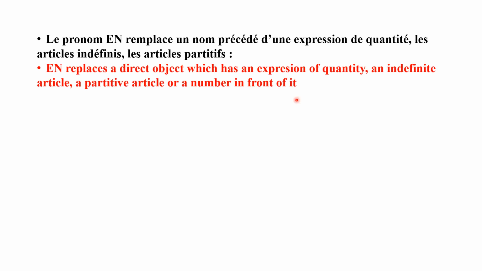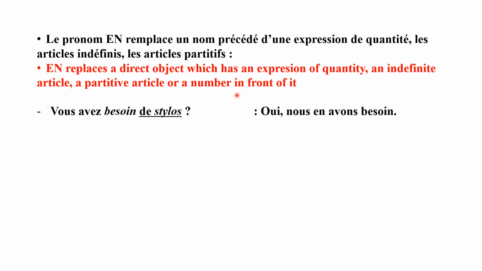So now let's go into the course material. This is in French. Le pronom on remplace un nom précédé d'une expression de quantité, les articles indéfinis et les articles partitifs. If you understood that, I'm very happy. In case you haven't understood that, here's the translation. En replaces a direct object which has an expression of quantity, an indefinite article, a partitive article, and I have added a number in front of it. Okay, that's missing, so I added it.